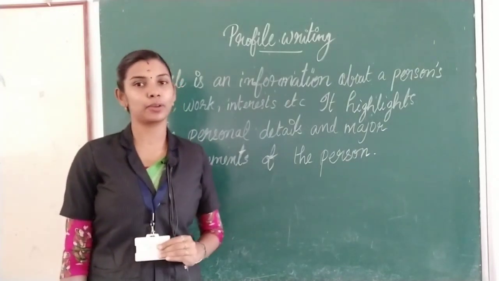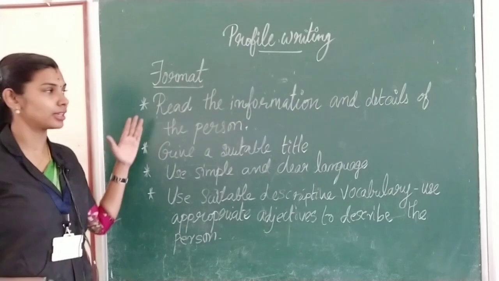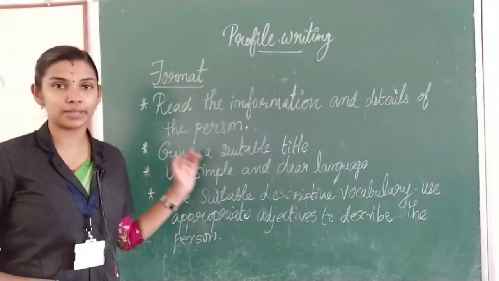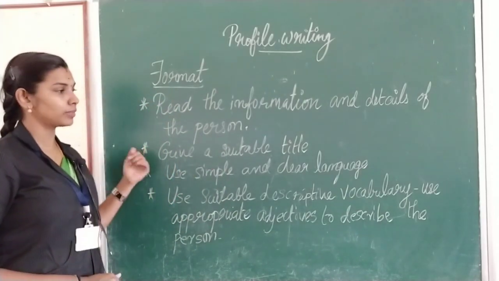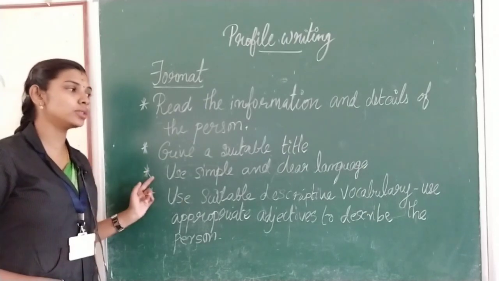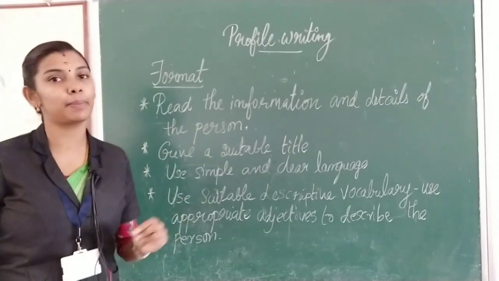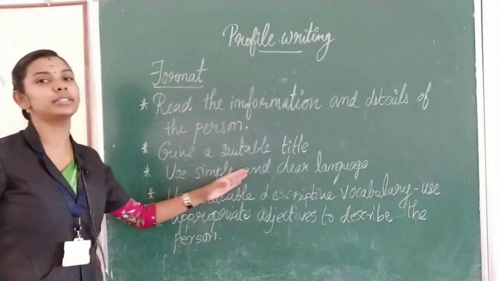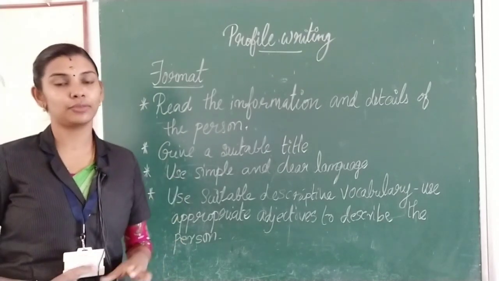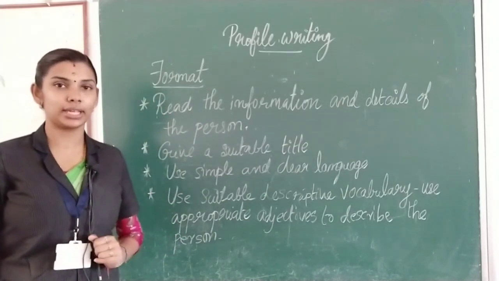Now let us see the format of writing a profile. While writing a profile, you have to keep in mind all these points. Read the information and details of the person, which will be given if you are asked to write a profile. After that, give a suitable title. Most probably you have to write the name of that person. Then use simple and clear language, so that whoever reads that profile should get a clear idea about the particular person. Use suitable descriptive vocabulary, that is, appropriate adjectives for describing the person. These are the points you have to note while writing a profile.